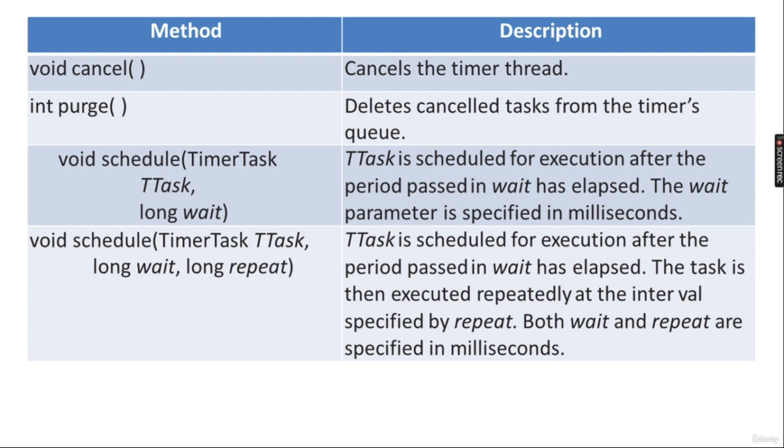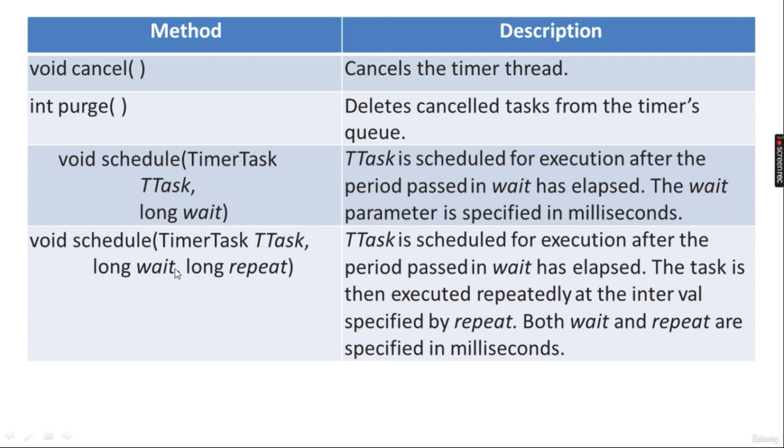tTask is scheduled for execution after the period passed in wait has elapsed. The task is then executed repeatedly at the interval specified by repeat. Both wait and repeat are specified in milliseconds. So this particular task, tTask, is scheduled after this wait time in milliseconds after the current time.